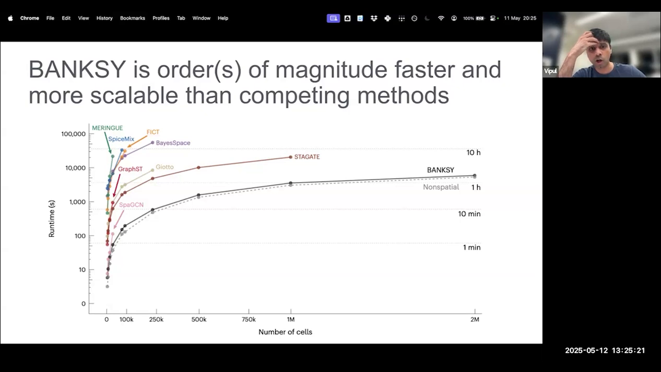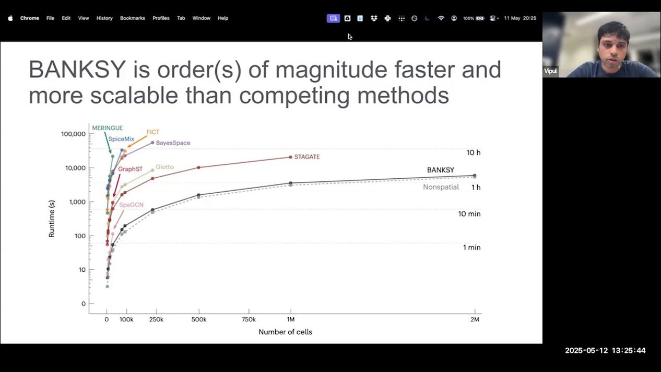And so with BANKSY, on my MacBook Air, I can usually go to 100,000, 200,000 cells without problems. And if I want to go to 1 million cells, a small Amazon EC2 or Google Cloud instance is good enough, like a 128 gig RAM instance, which is like nothing. It's a CPU instance compared to using GPUs, which are way more expensive.